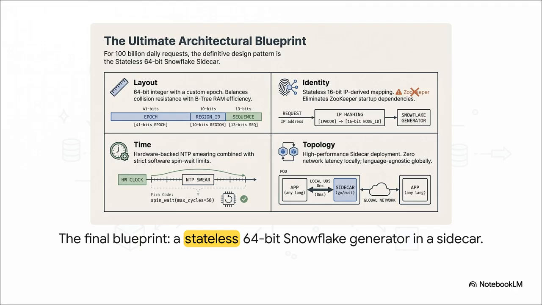So let's recap the key points. We're using a 64-bit Snowflake ID for that sweet, sweet B-Tree performance. We're getting our worker ID statelessly from the pod's IP address, so there's no central bottleneck. We're using NTP smearing to handle time sync and avoid clock jumps. And we're deploying the whole thing as a super fast, language-independent sidecar for crazy low latency. This is it. The whole package, ready for production.